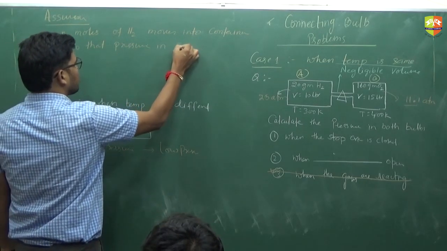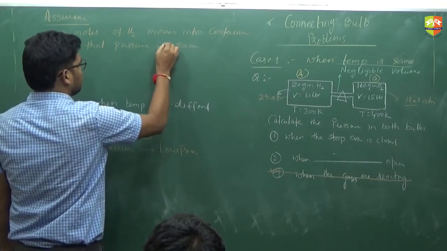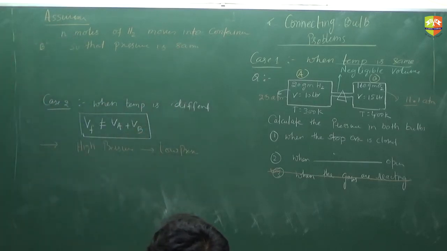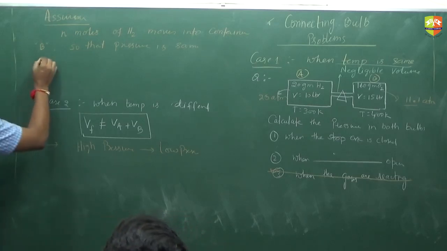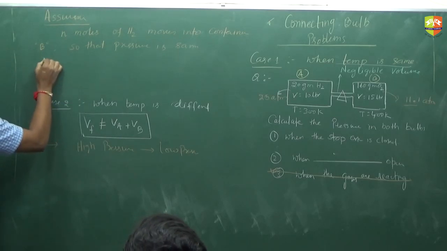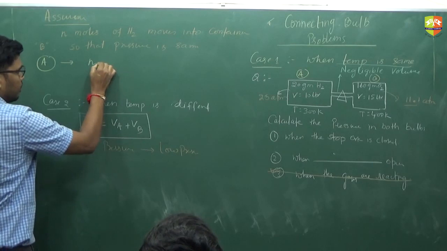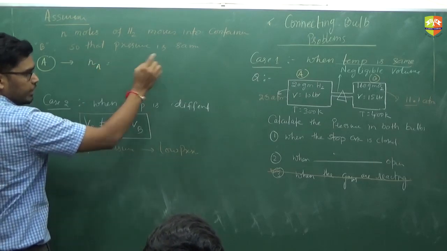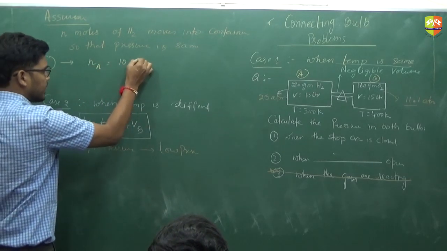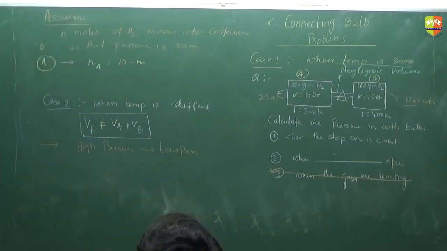is uniform or same. These moles of hydrogen molecules move towards container B and the pressure becomes equal. So for container A, the bulk A, what can we write for the number of moles of hydrogen? Initially it is 10. It is 10 minus n, because n moles move out.